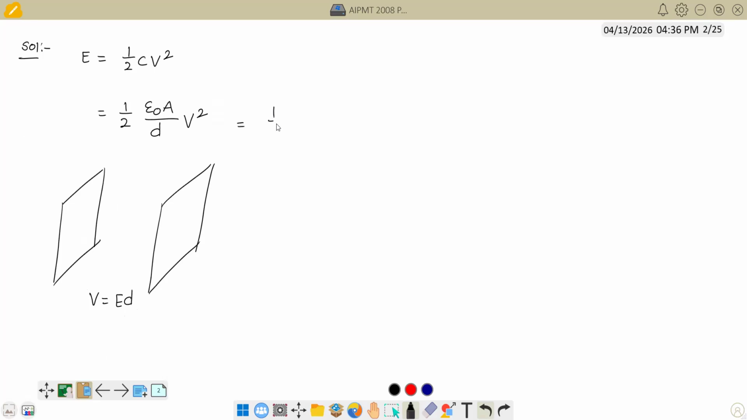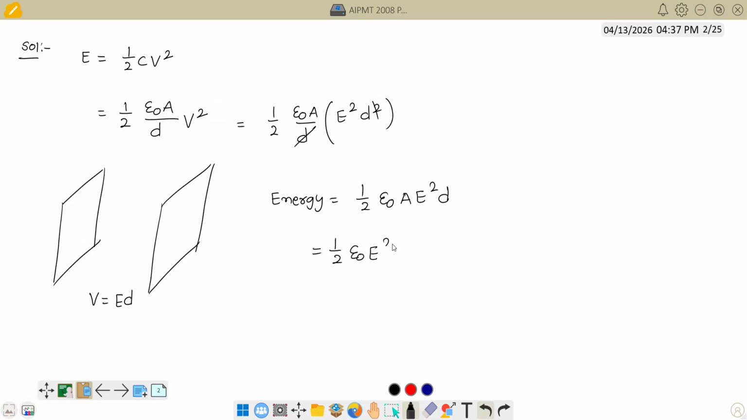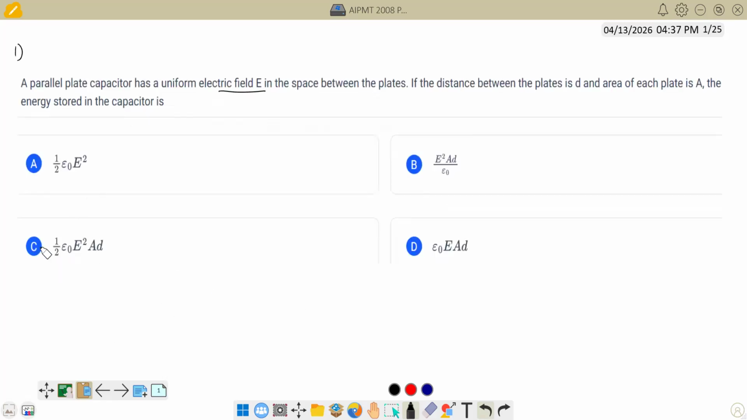So in place of the potential difference, that is the voltage between them, I can write half epsilon naught A by d, into E square d square. So this d and this d get cancelled out. So we'll get energy equals half epsilon naught A E square into d. We can also write it as half epsilon naught E square into A into d. So the correct answer would be half epsilon naught E square A d.